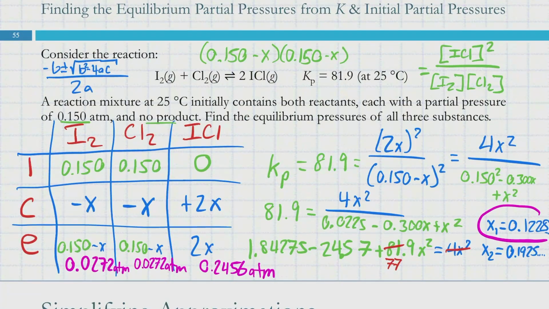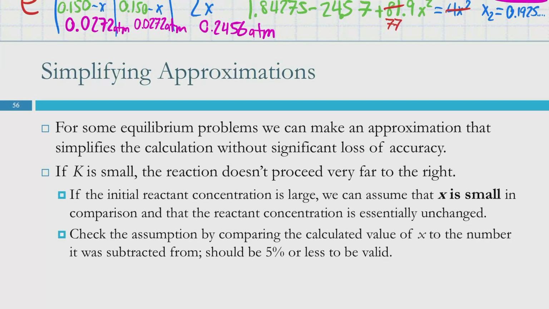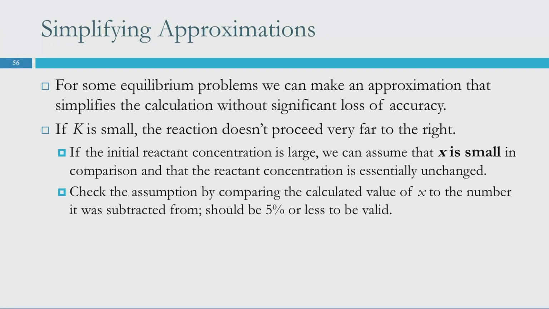All right, fun with ICE tables. Sometimes we don't have to do a whole ICE table with all the numbers in there. Sometimes we can just ignore the x. And so that makes things really nice. We can just make an approximation that x is really small, and so it's not going to affect the numbers, or some of the numbers, the change numbers, very much. And we don't have a significant loss of accuracy.